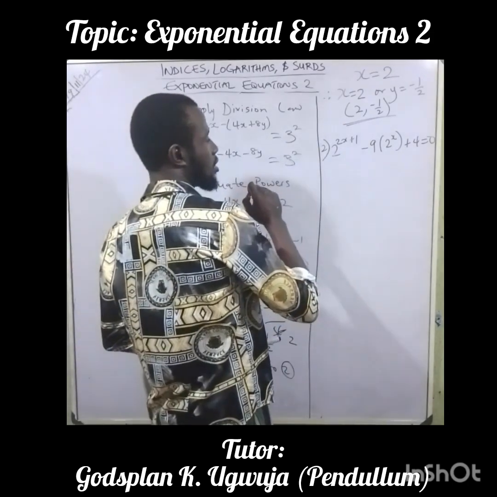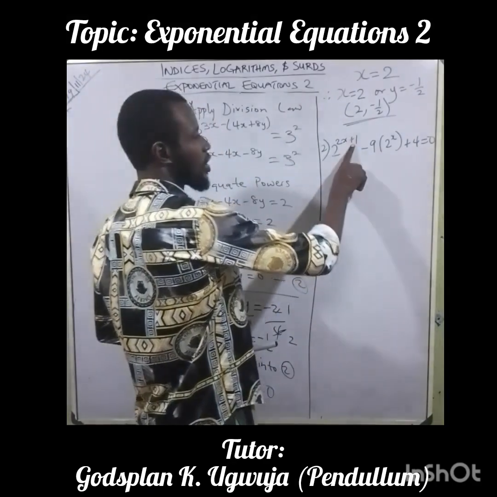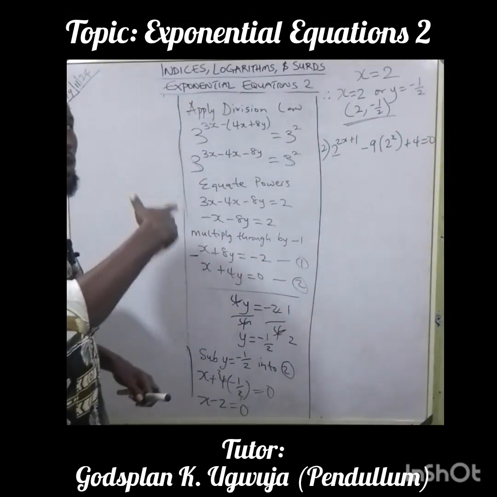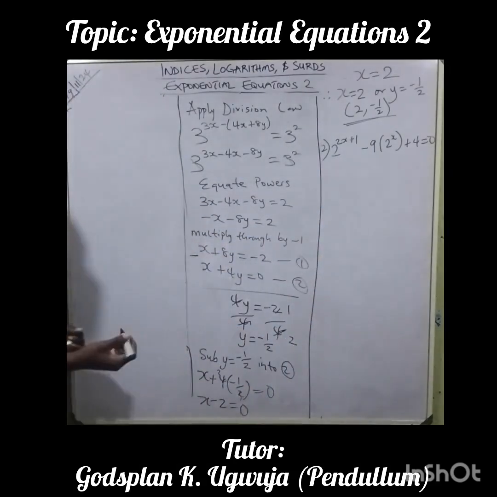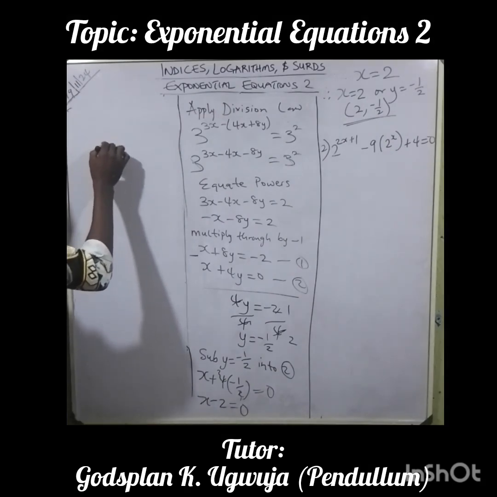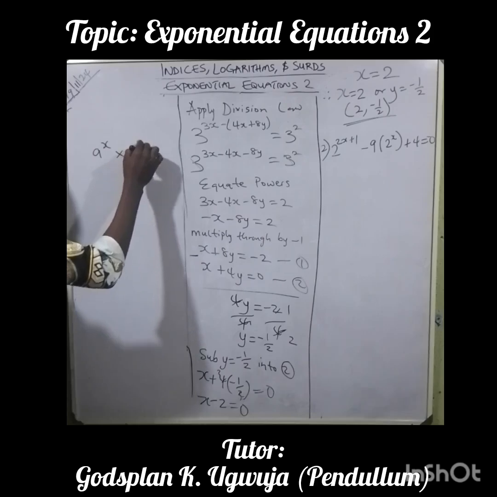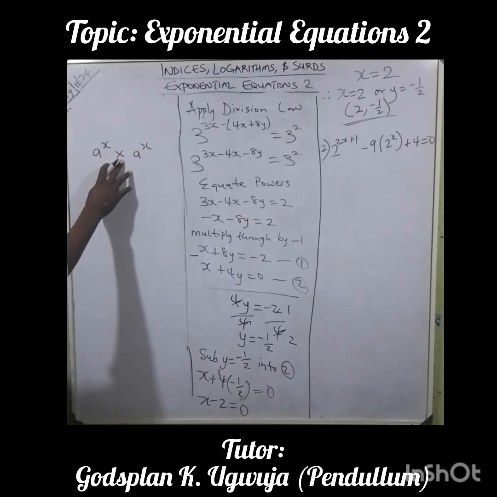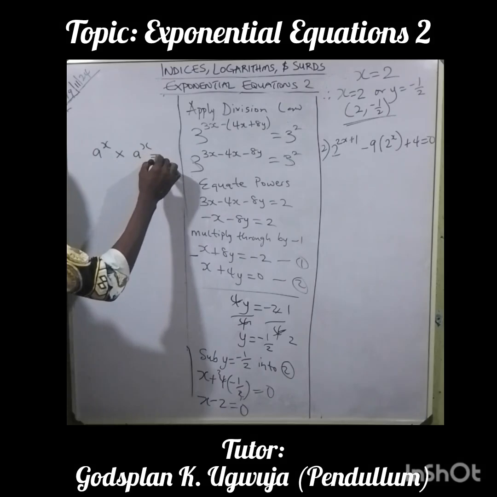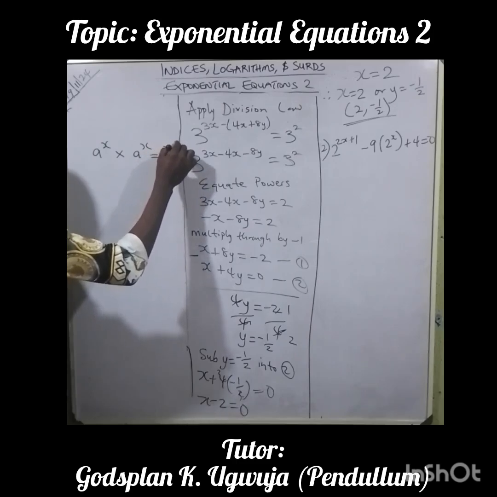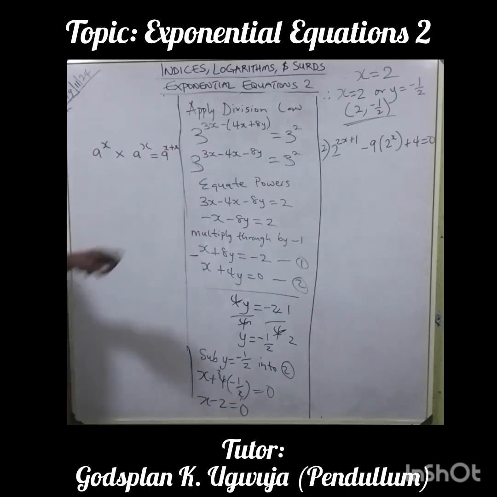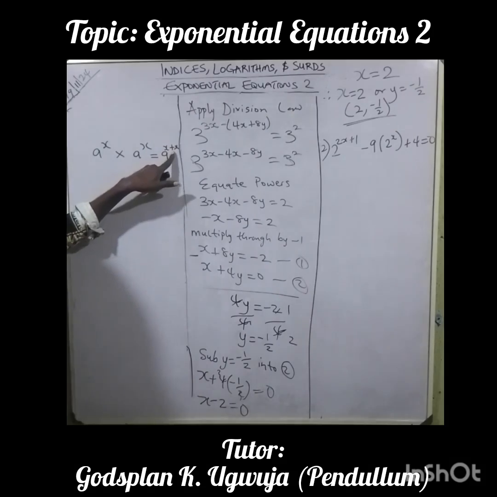Now we know that plus or addition comes from multiplication when we talk of indices. What do I mean? From the multiplication law, remember, if you have a^x times a^y, when there's multiplication, what this is going to be, you take one of the bases and then add the powers. This is the multiplication law. So this addition here came as a result of multiplication between two similar bases.